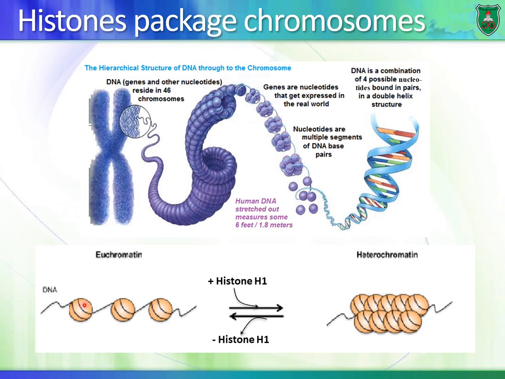Now, the difference between a euchromatin and a heterochromatin, or the conversion of a euchromatin into a heterochromatin or heterochromatin to a euchromatin, is really dependent on histone H1. What histone H1 does is that it really packs the DNA molecule. If it is released from the DNA, it becomes a loose structure. Again, this has important functional implications when we talk about transcription.